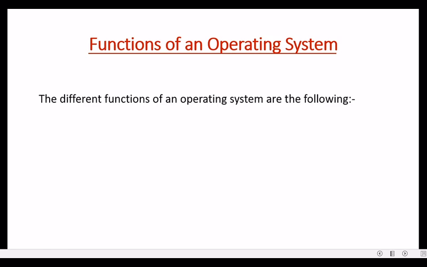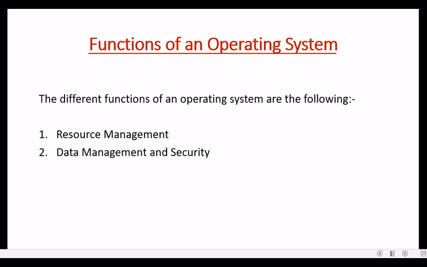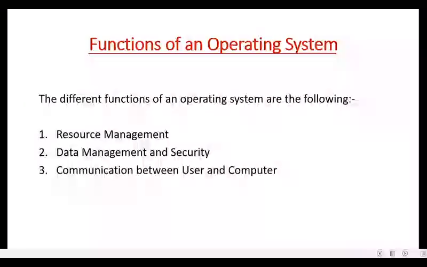The different functions of an operating system are: first is resource management. We'll discuss one by one, but first let us know what the different functions are. First is resource management. The second is data management and security. Third is communication between user and computer. And the fourth is coordination. These are the four basic functions of an operating system. Let us discuss one by one.